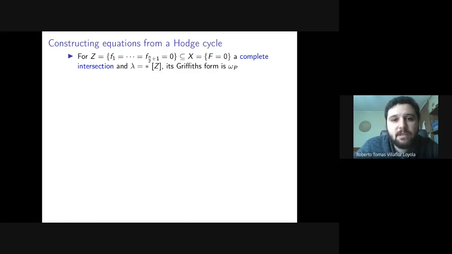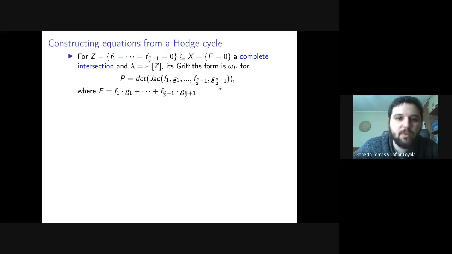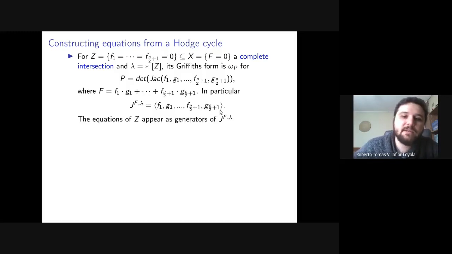So what I did is to compute the Griffiths form of such an algebraic cycle, and it will be given by this polynomial. It is the determinant of the Jacobian matrix of this vector, where these polynomials again appear in the factorization of F. And so in particular, we can compute the Artin-Gorenstein ideal associated to lambda. And it will be exactly this ideal. Again, we see that the equations defining this algebraic cycle appear as generators of this ideal.